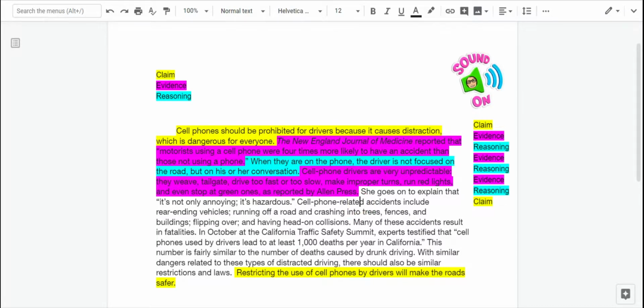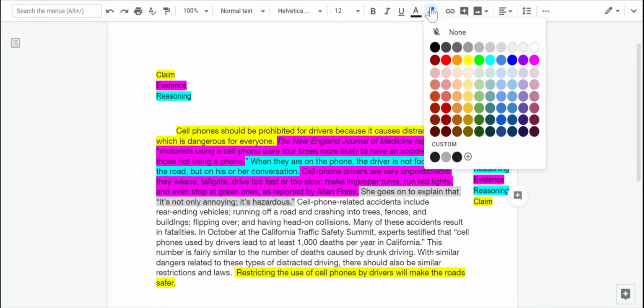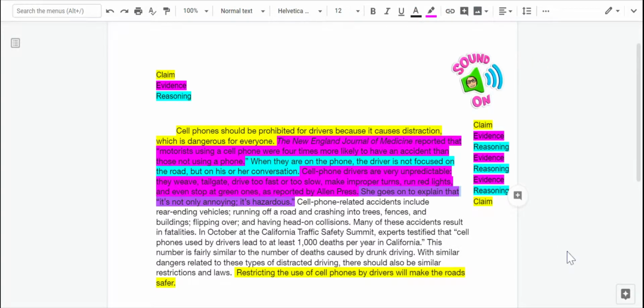She goes on to explain that it's not only annoying, it's hazardous. Oh, you know what? I think I'm going to actually put that in there. That sounds to me like it's also still part of that evidence.